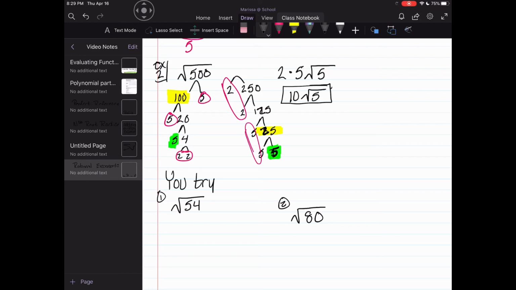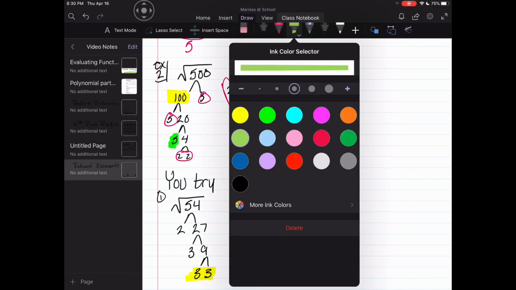All right, so coming back to this, I know that 54, if I'm going through, I could do it by 2 first. So 54 divided by 2 is 27. I know 3 goes into 27, and I've got 3 times 9, and I know 9 is 3 times 3. So I've got a group of 3s, and then I've got a 2 and a 3 that are left hanging off here at the end.